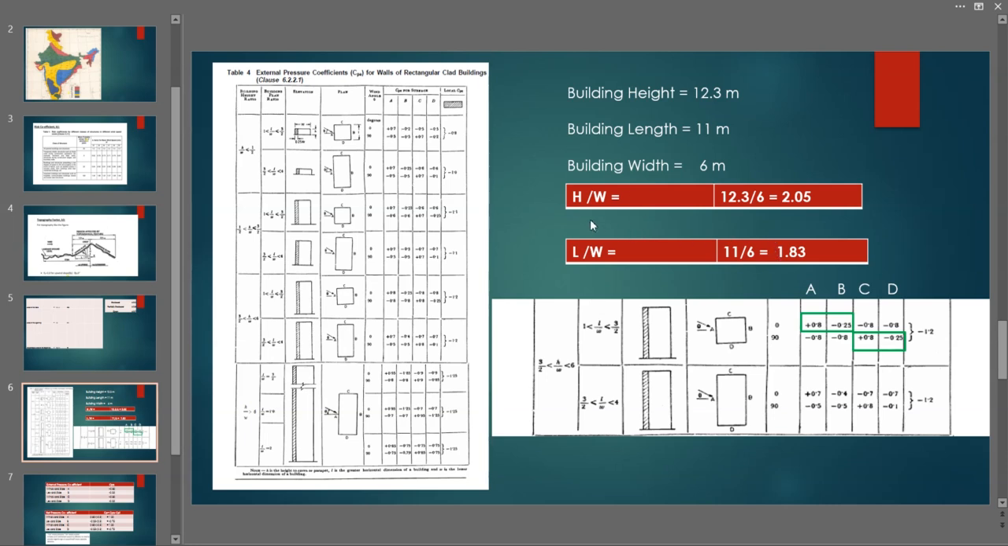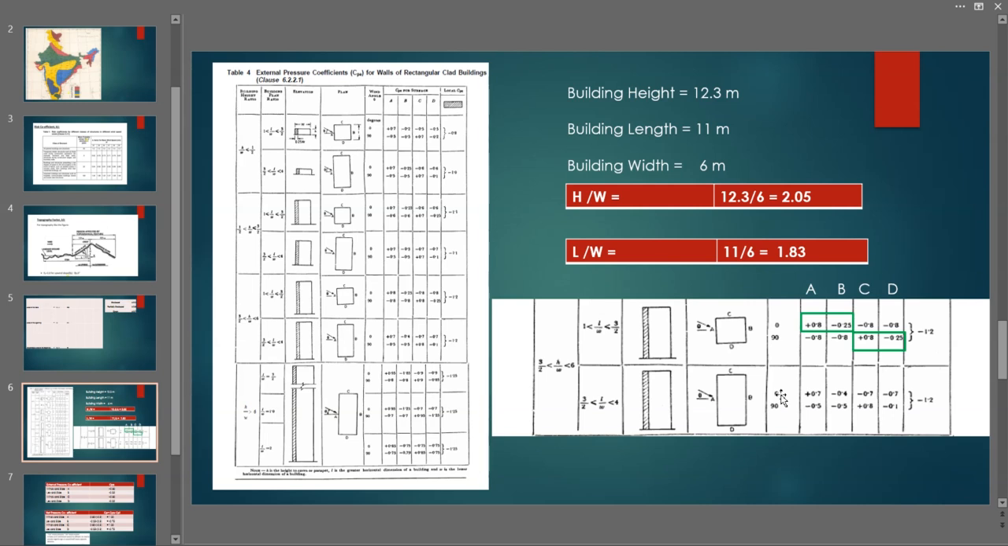So what you have to do is, first of all, use this H by W ratio, and from here look into where exactly each H by W is fitting. You can see here that H by W is equal to 2.05, so it is greater than 3 by 2 and less than 6. So we have to look into either this one or this one.